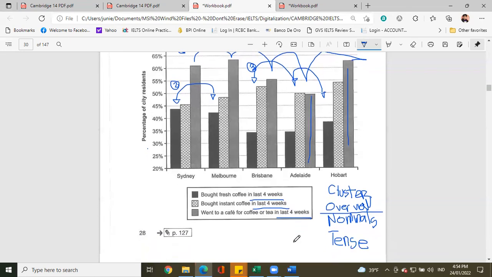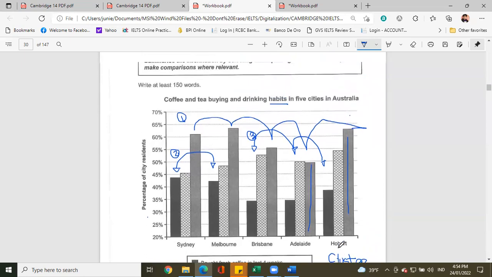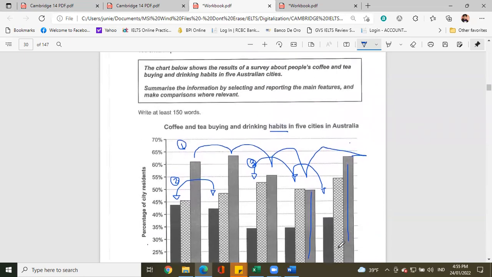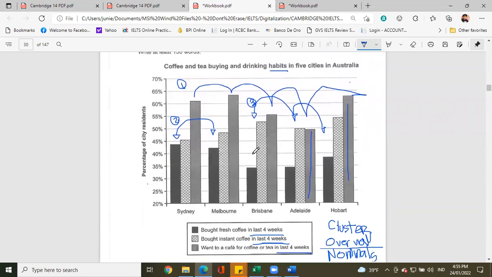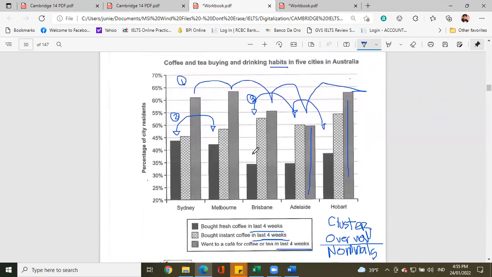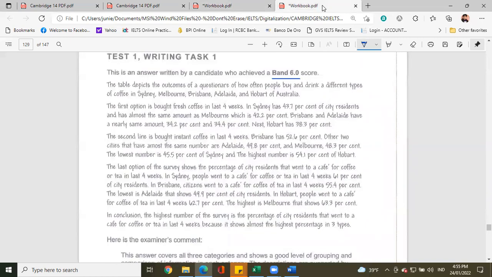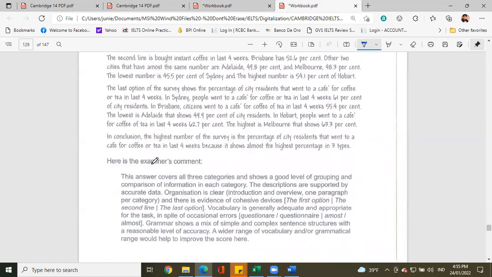Okay, so now we have the cont, C-O-N-T. Let's now look at, are there any questions in the meantime? Show the results of a survey about people's coffee, tea buying, drinking habits in 5 Australian cities. Are there any questions? No questions? Okay, let's now look at the model answer. And then there is an examiner comment.